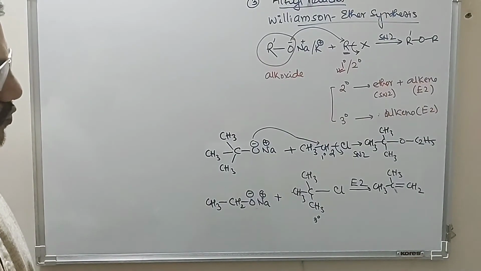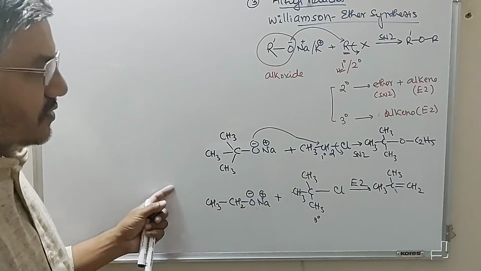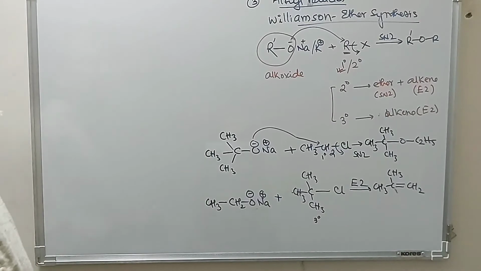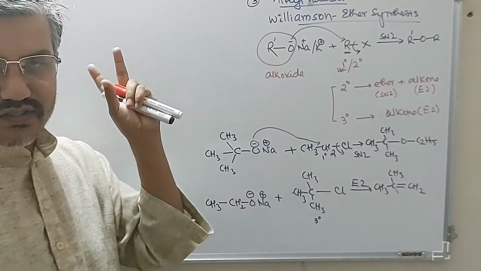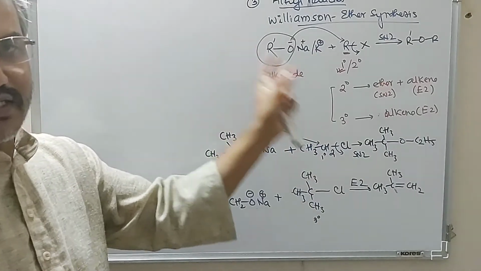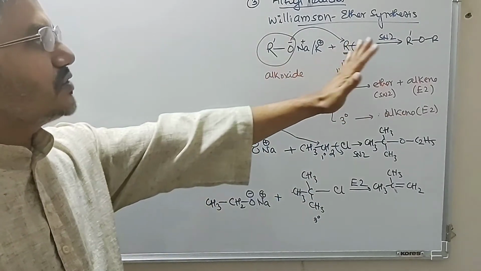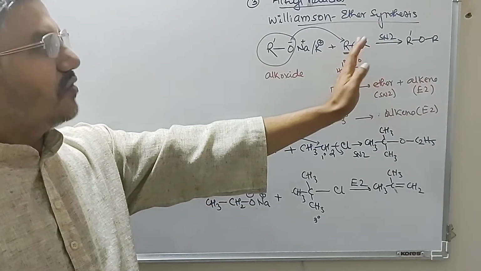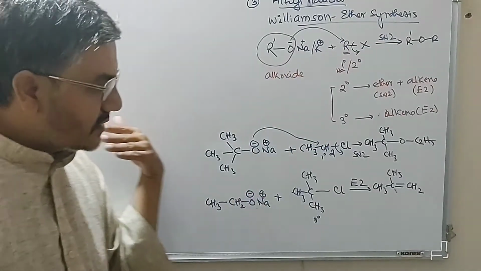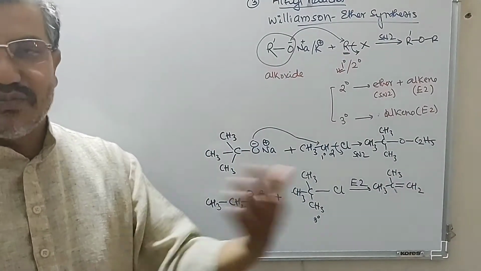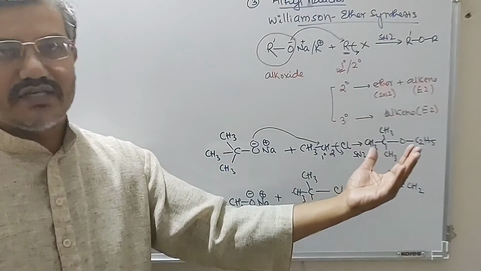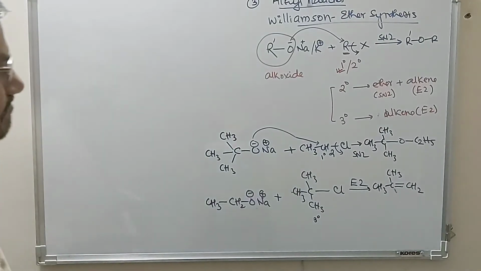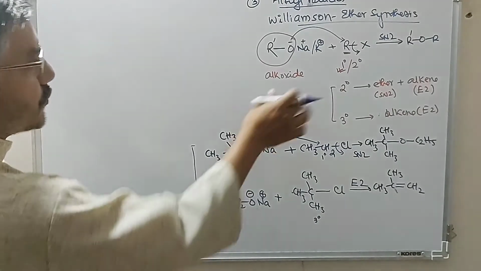So we have to be very careful while preparing ethers by Williamson ether synthesis. Alkoxide, you can use any alkoxide, whether the alkyl is primary, secondary or tertiary, but the alkyl halide should be primary only. If the alkyl halide is secondary or tertiary, then the reaction may shift to elimination, in which alkene will form as the major product, and ether will not form as the major product. So this is the difference between these two.